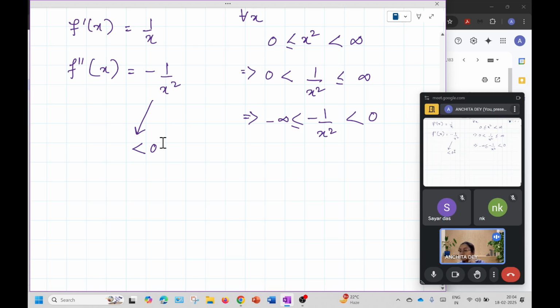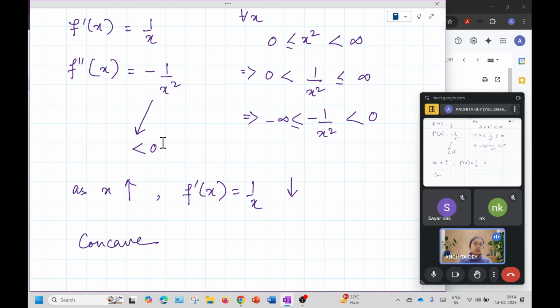In fact, you can keep on trying for f'(x). You can see that as x increases, f'(x), which is equal to 1/x, is decreasing, right? But we wanted it to be non-decreasing in nature. So in either case, this violates the requirements, and therefore it's a concave function.